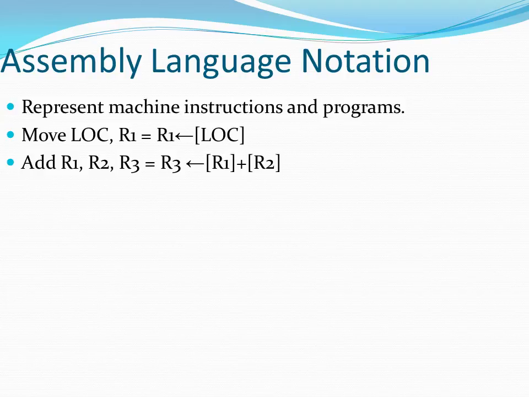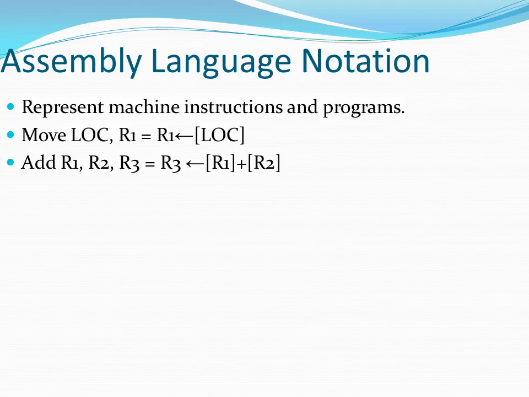So always in the instruction, the first operand is the source operand and the second operand is the destination operand. What is the source operand here? LOC is the source operand and R1 is the destination operand. So what is the meaning of move location comma R0? The contents present in location are transferred to the register.